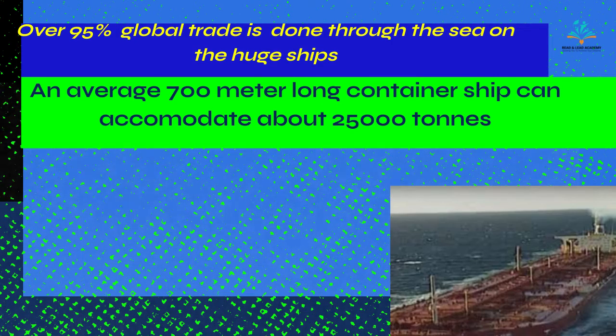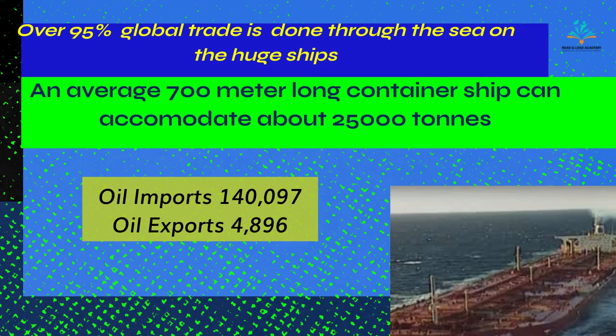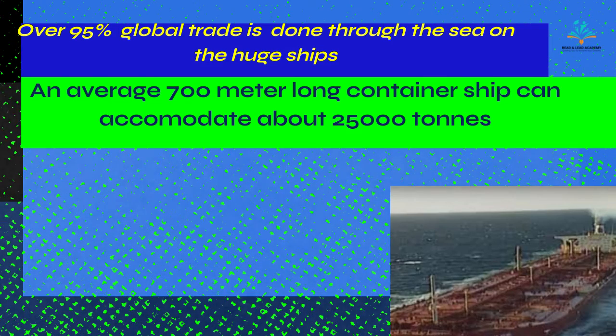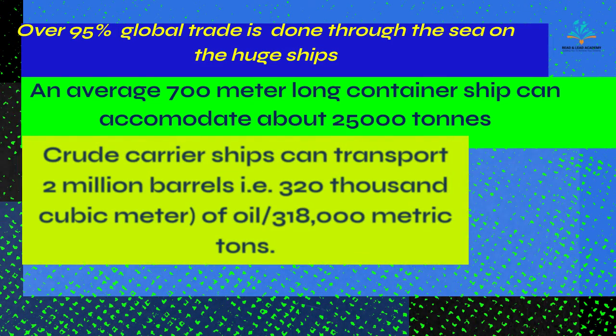Other than these, crude carrier ships are those ships that are used to transport crude or distilled oil from one place to the other. Pakistan is importing 140,097 barrels of oil per day and is exporting 4,896 barrels of oil per day. All of this is done on crude carrier ships. Ultra-large crude carrier ships can carry up to 2 million barrels of oil, which equals 320,000 cubic meters or 318,000 metric tons of oil.